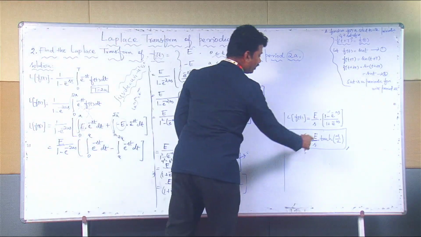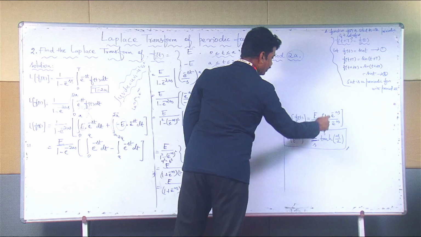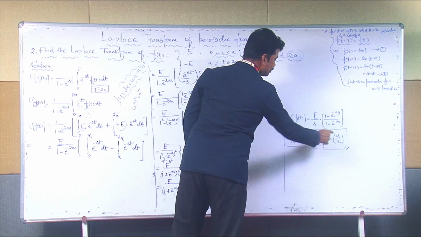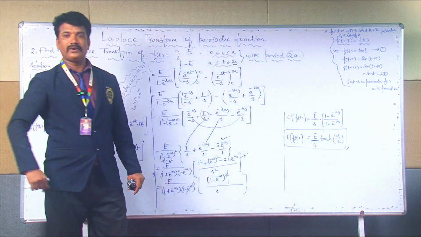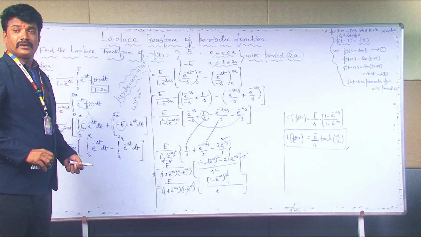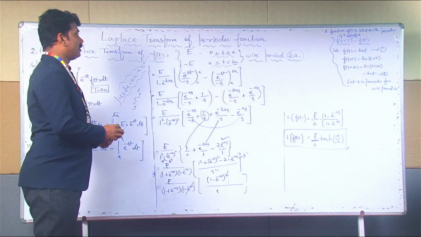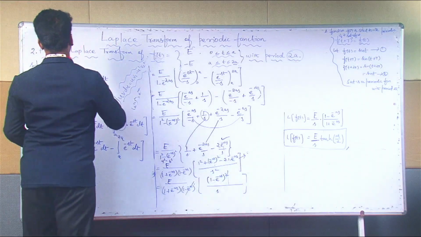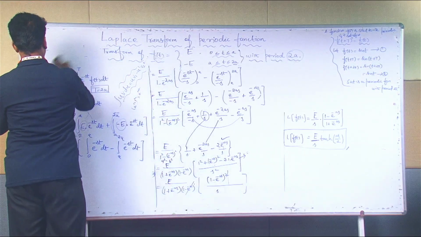By applying the formula. What is the formula? Already I told you that the formula is e by s into tan h as by 2. So definitely they are asking this in the university examination. So you try to understand the problem very clearly, right? So this is the most important topic in the university examination.